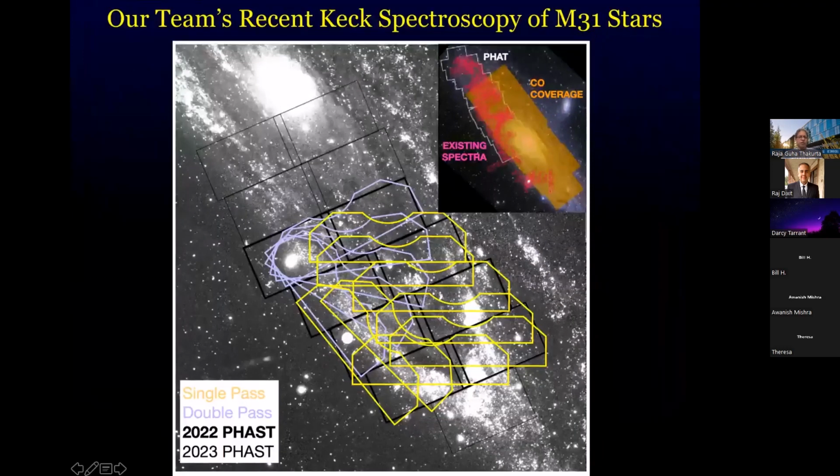This is Andromeda. This grayscale image in the background is an ultraviolet image of Andromeda. This is a zoomed out view where you can see the center of the galaxy, the disk. This is M32. This is NGC 205. I'm going to focus on not the inset, but the main image.